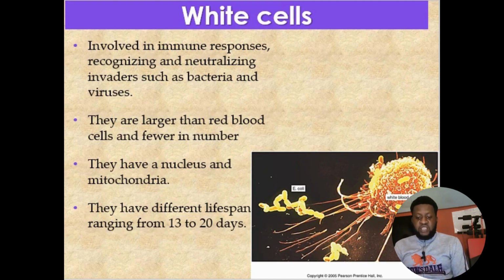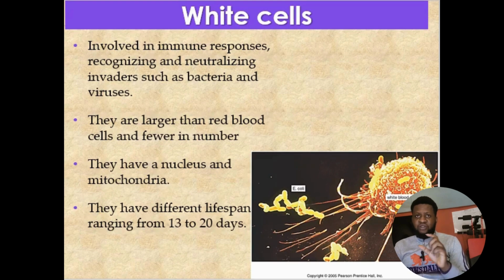Okay, so their lifespan is about 13 to 20 days. Sometimes they live for 1 day, sometimes for 2 days. Now why is it like that? This has to do with their function. If a white blood cell is produced today, and the next day that same white blood cell has to engulf pathogens, viruses or bacteria, that white blood cell will also die.